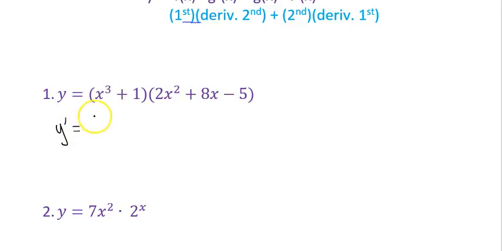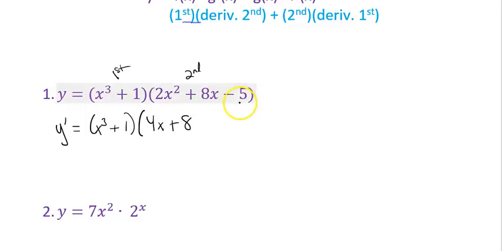equals the first, so you just copy the first one down. And by the way, this is the first piece, obviously, and this is the second piece. It's very clearly marked with your parentheses. So first times the derivative of the second, and I'm going to put that in parentheses because I'm going to have a plus in there. And so this is a power rule, and I would get 4x plus 8, and then the derivative of 5 is 0. So I have first times the derivative of the second.